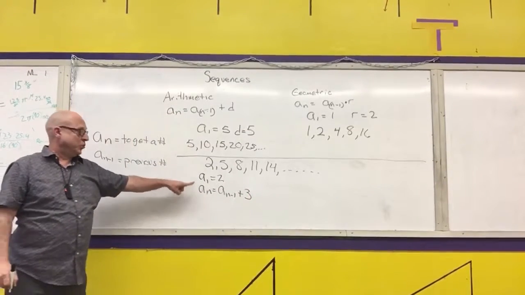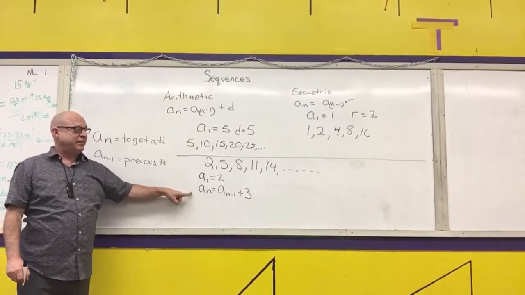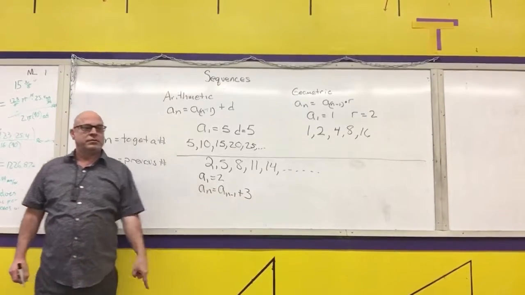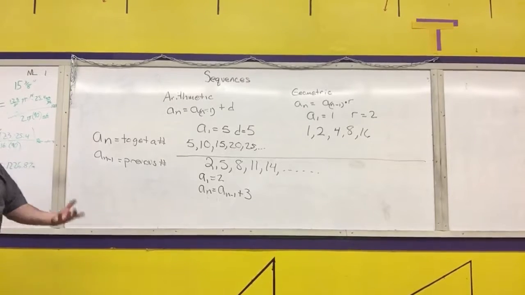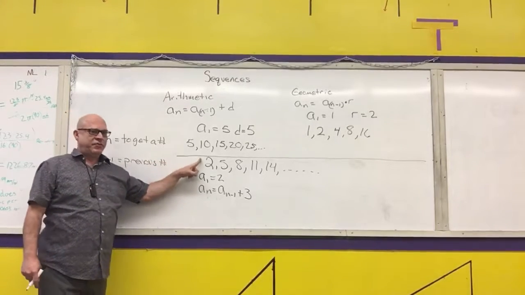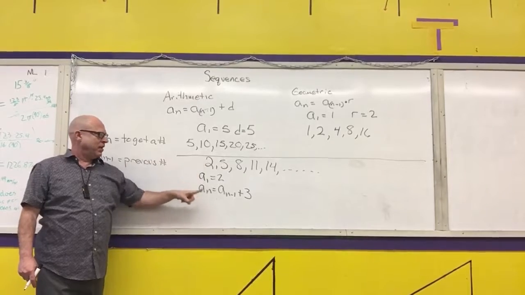That's all you do, is you write down the first term, and then you write down the equation with the common difference. So if I ask you to define an equation recursively, you've got to write down the first term or terms, and then give me the equation.